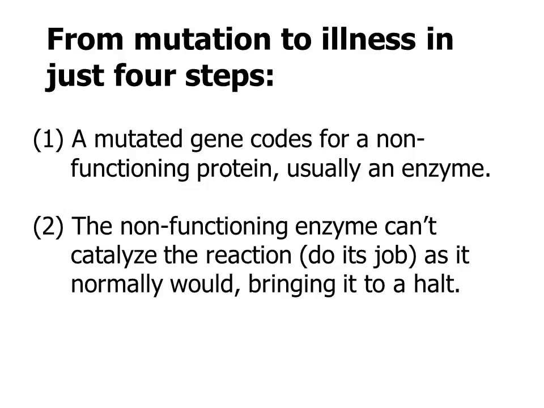So although the details differ from case to case, the overall picture is the same when it comes to many, if not most, inherited diseases. Okay, so we're just using this example with alcohol to show you how inherited diseases work in general. The pathway from mutation to illness includes just 4 short steps. First, a mutated gene codes for a non-functioning protein, commonly an enzyme. Next, the non-functioning enzyme cannot catalyze the reaction as it normally would, bringing it to a halt. Okay, so it cannot perform its job.